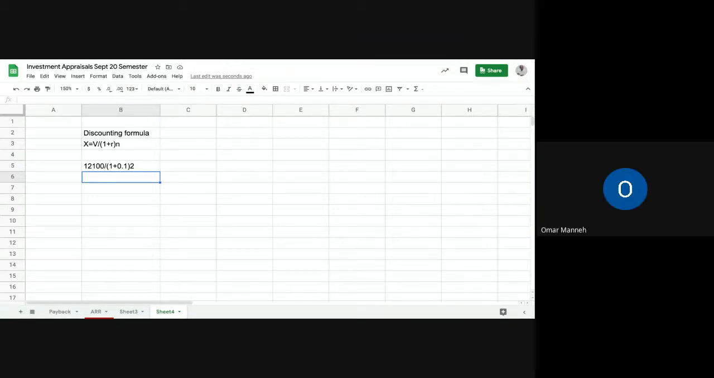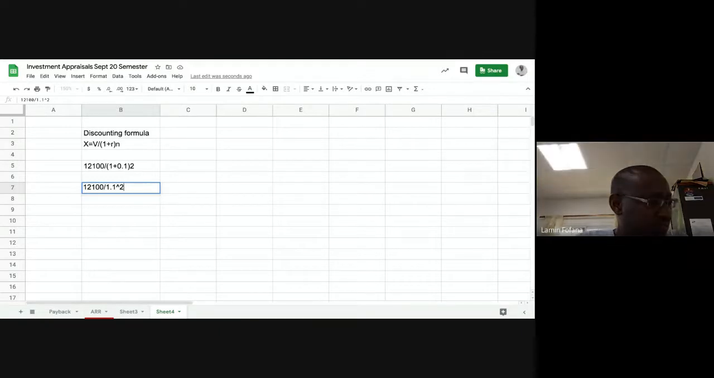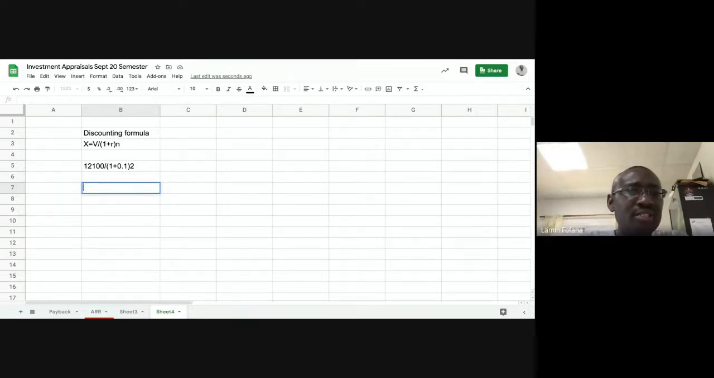Yes, it is. Okay. Now, if we want to break this down mathematically, is this not the same as 12,100 divided by 1.1 raised to power 2, 1.1 raised to power 2? Yes, they are the same. So what we want to say is this: 12,100 divided by 1.1 raised to power 2.